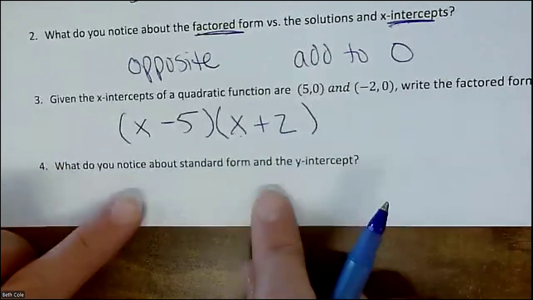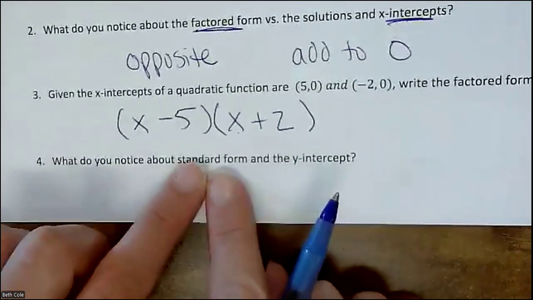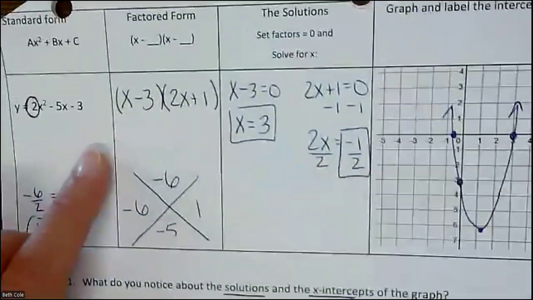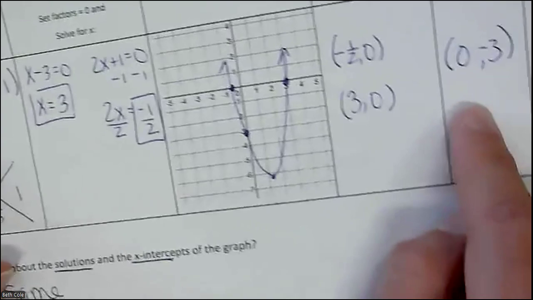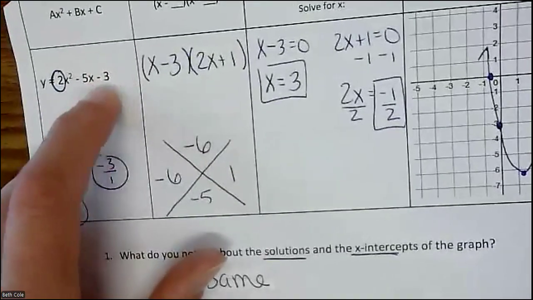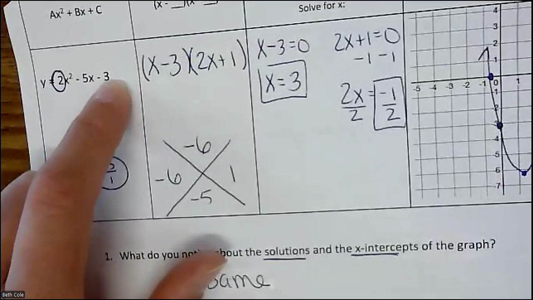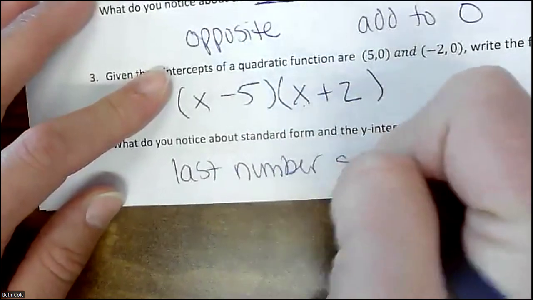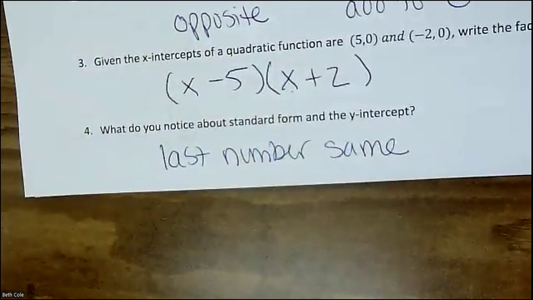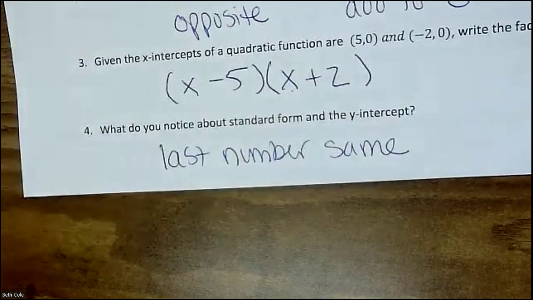All right, focus for me. And then last one, what do you notice about the standard form and the y-intercept? Just watch me point to it. What do you notice about this and then your y-intercept? Longer. What's the same? -3. The last number, right? All right, so the last number is the same. And that's always going to be the case. I just wanted you to know this.